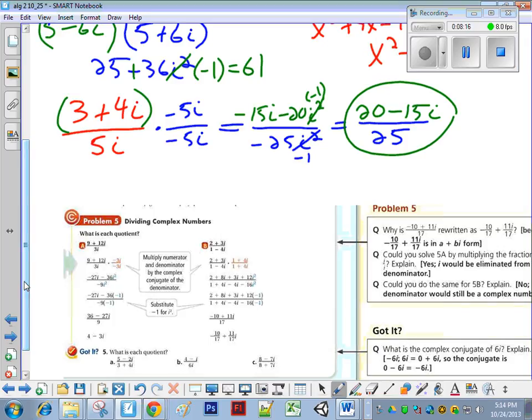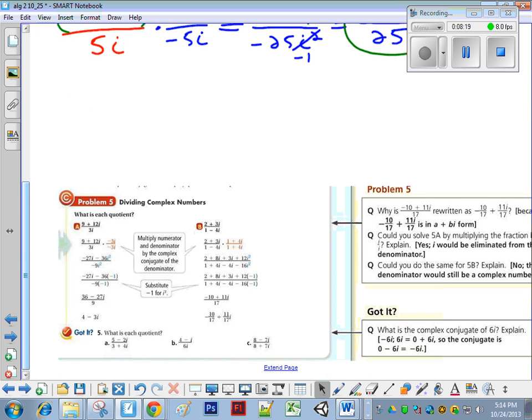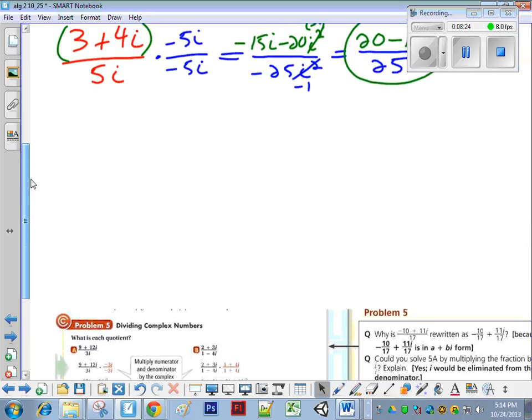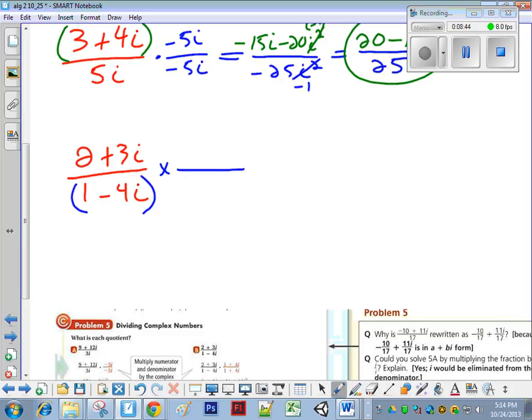Let's try another one where we're going to have two parts in there. Okay? So let's try something along the line of, I'll use the same one they used here. I'll say I've got 2 plus 3i. I want to divide that by 1 minus 4i. I find the complex conjugate of the denominator only. So I have 1 minus 4i. The complex conjugate will be 1 plus 4i. I can't just multiply by the denominator. I have to put the same thing up here. So it's like multiplying by 1.